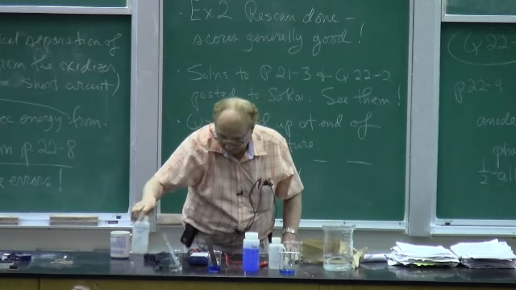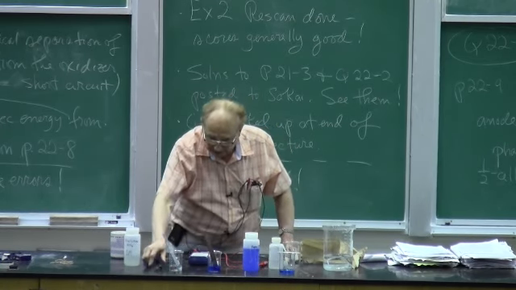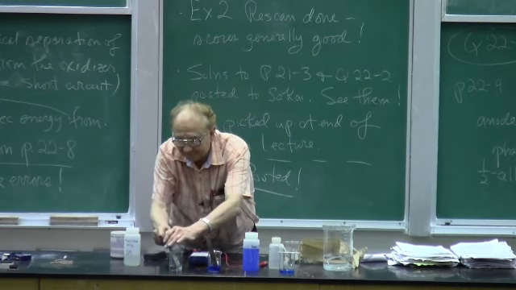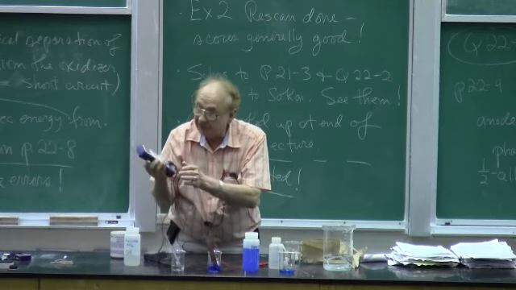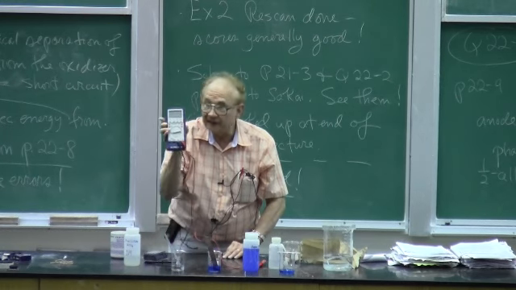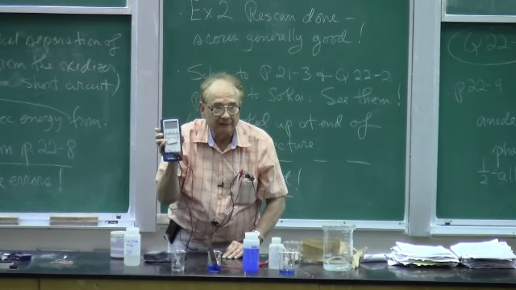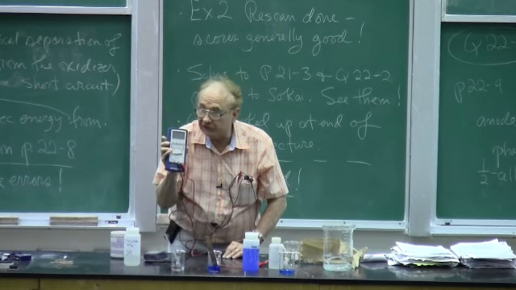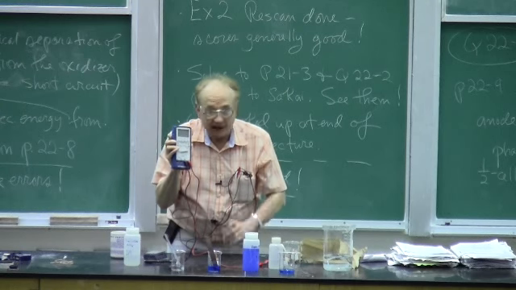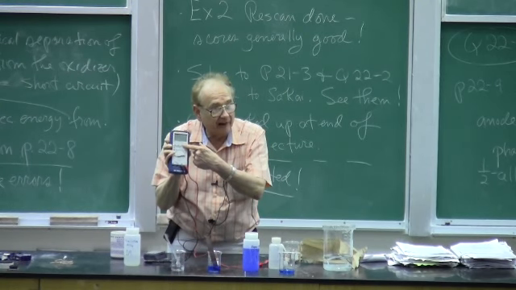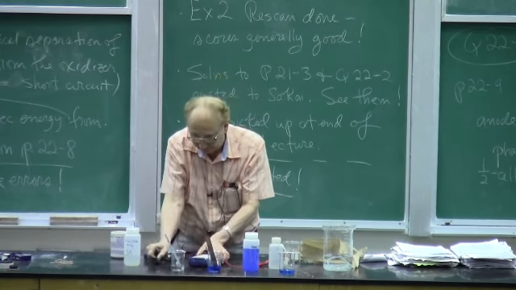Okay. And then I'm going to connect with a piece of wire attached to my gizmo here. My gizmo here is a voltmeter. If we can set up a system for which a spontaneous redox reaction occurs, I will get a positive potential on my voltmeter. Okay?